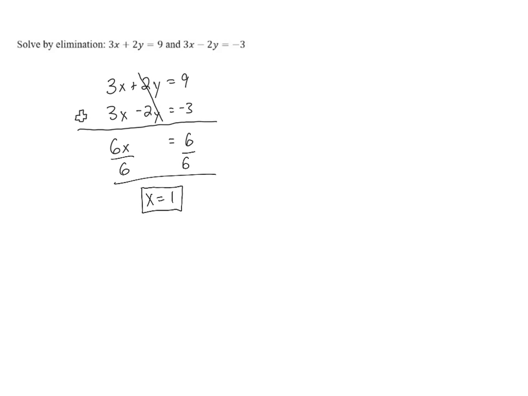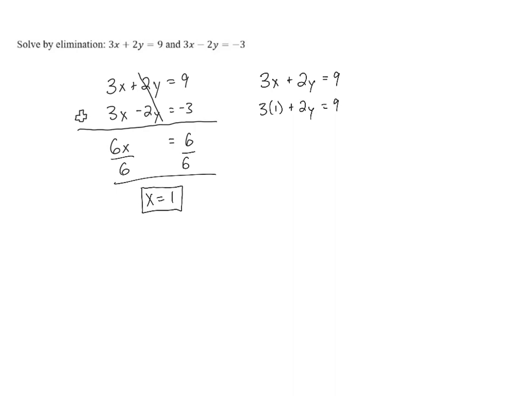Now we're not finished. We've got the value for x, we still need the value for y, and we're still going to use substitution like we did before. We're going to pick either of the original equations. I'm going to pick 3x plus 2y equals 9. I don't see the need to deal with negative signs if we can avoid it. And I'm going to substitute in the value for x that we just found. So instead of x, it's going to be 1, making this 3 times 1 plus 2y equals 9.